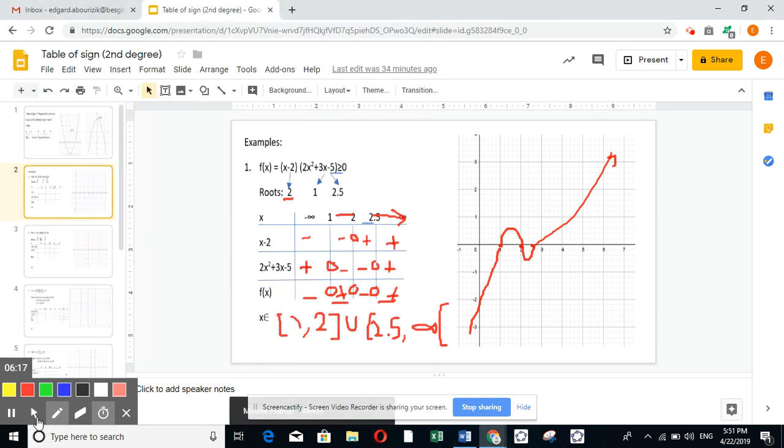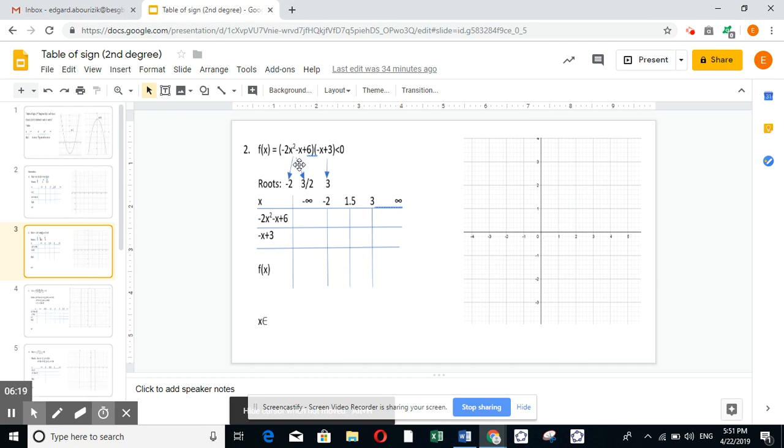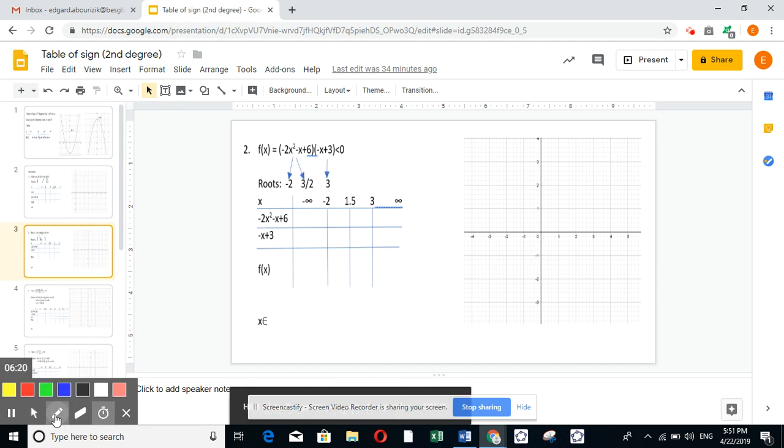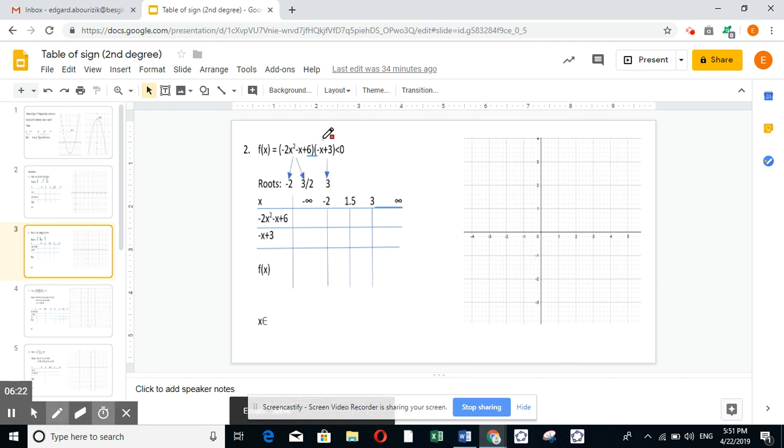So now let us continue. This is another example. I have an equation of second degree and degree 1. Here the roots, you can check it. If you do delta or calculator, you have these two roots. And this one, if you equate it to 0, you have 3.